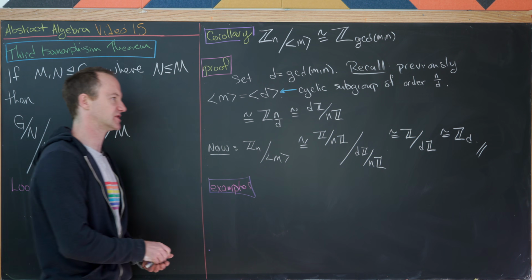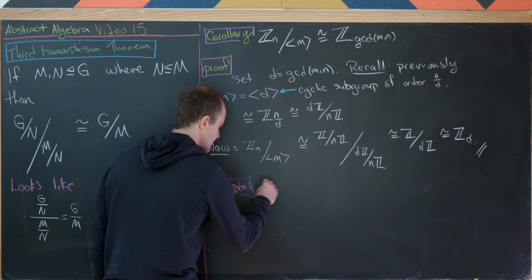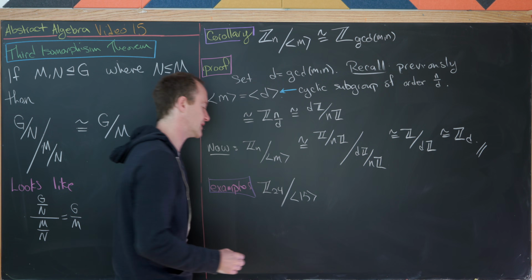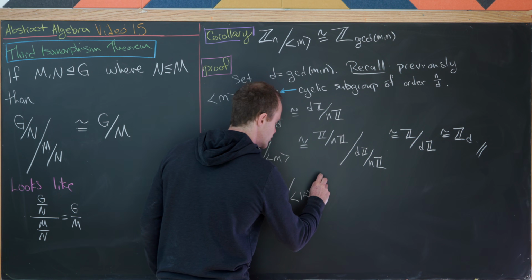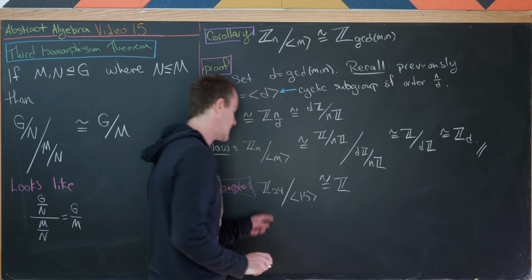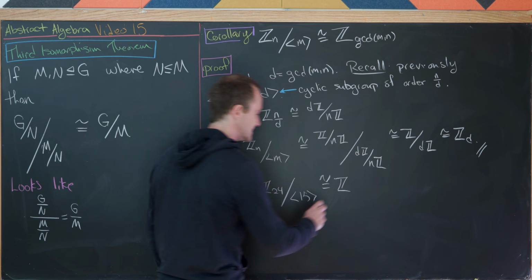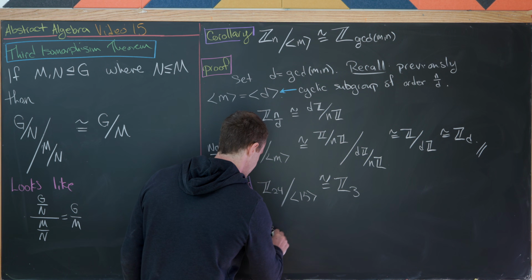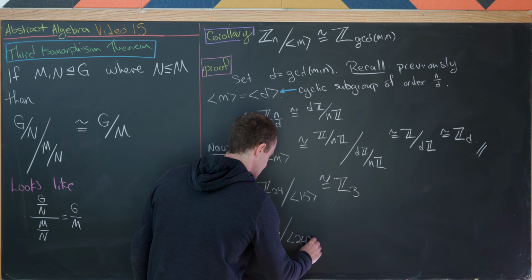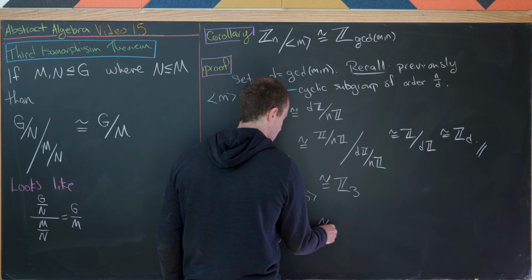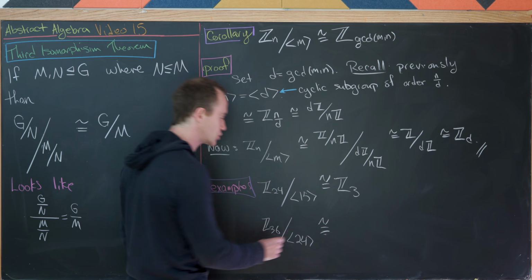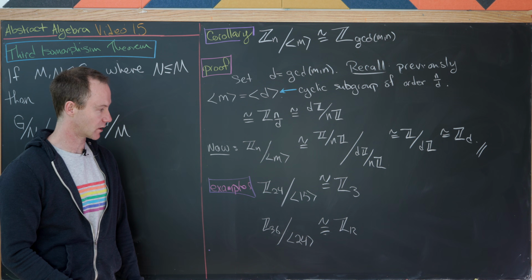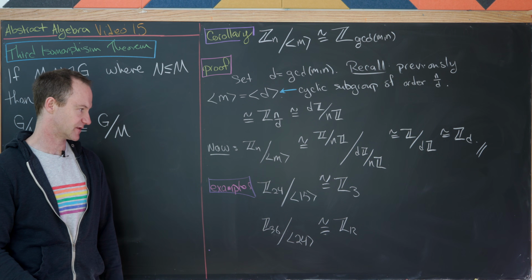So this is essentially just going to be applying this to special numbers. Notice if we take Z24 and mod it by the cyclic subgroup generated by 15, we should get something isomorphic to Z and then the GCD of 24 with 15, which is Z3. Okay, and then if we go Z36 and mod it out by the cyclic subgroup generated by 24, we in fact should get Z12. And that's because 12 is the GCD of 36 and 24. And then you could do tons of other examples like this.